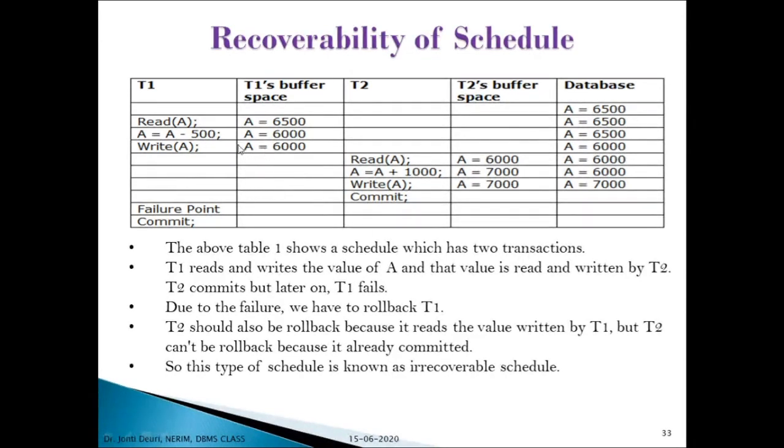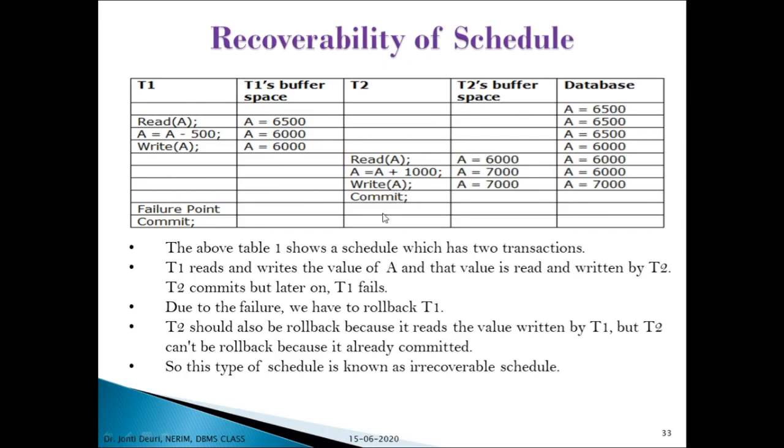So here you can see this read operation. These have all been done. Write A. Now you have written 6,000 in A. Right. Now transaction 2 you have done. So read A. Then you add, here instead of maybe 500, you have added 1,000. Then you have read that value and commit. Say here you have committed.